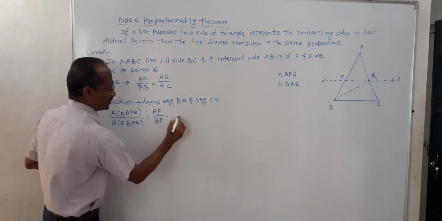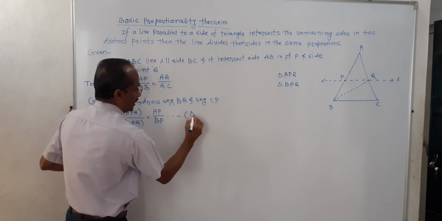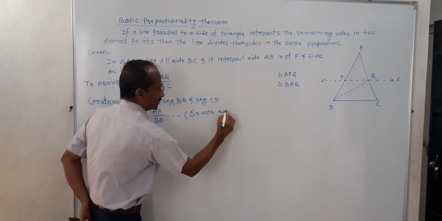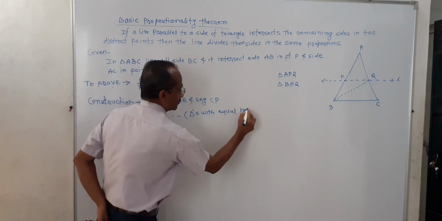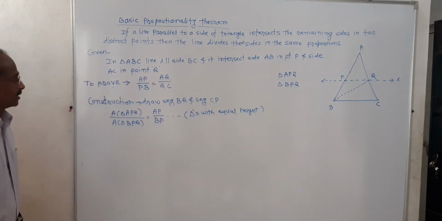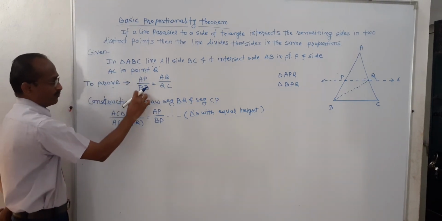So what is the reason for this? Triangles with equal height. So we get this ratio AP by PB.